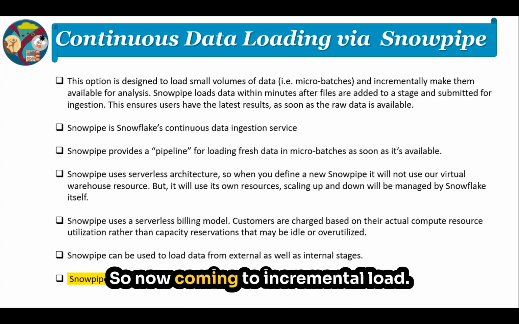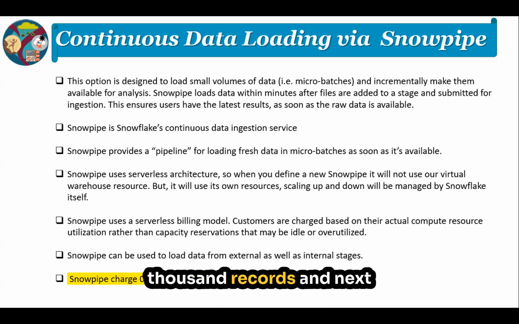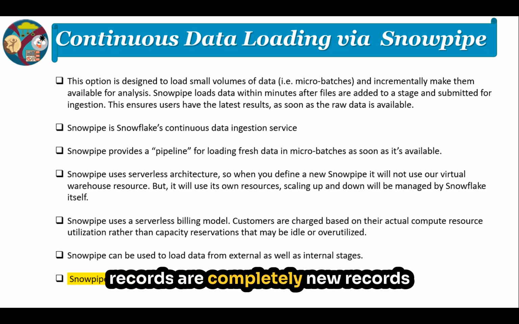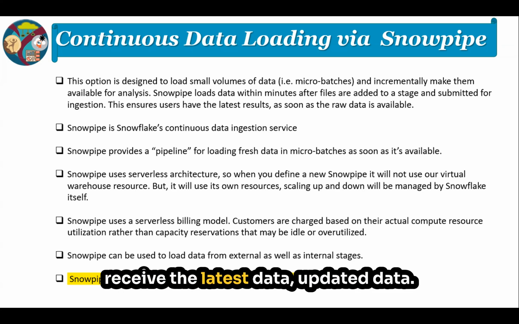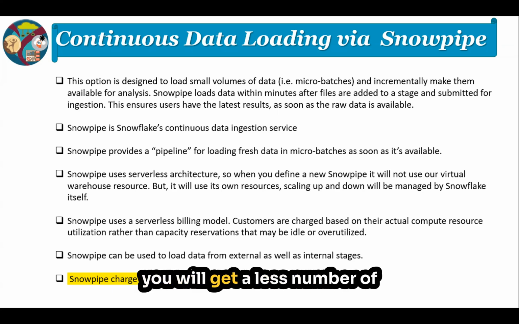So now coming to incremental load. Incremental load in the sense, the first day you have received 1000 records, and the next day you have received only 100 records. Out of these 100, it could be 80 records are completely new records and 20 records are modified records. So you are not going to receive the old data. You are just going to receive the latest, updated data. This is what we call incremental. So with incremental, you will always get a smaller number of records, not like a full load, right?